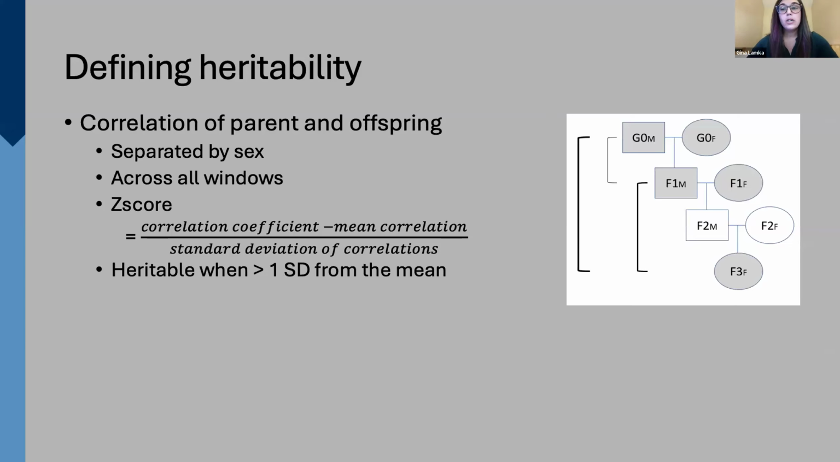We used pairwise correlations of parents and offspring divided by sex across all 14,000 methylation windows with the 1, 2, and 3 generation comparisons to determine the multi-generational patterns of heritability. And we considered those windows as significantly heritable when they were greater than 1 standard deviation from the mean.